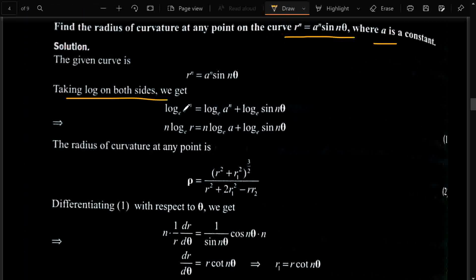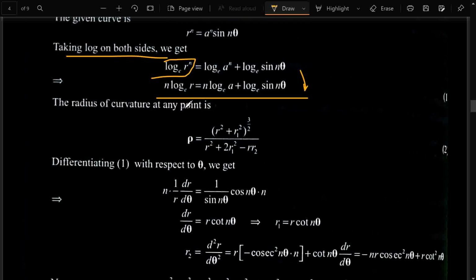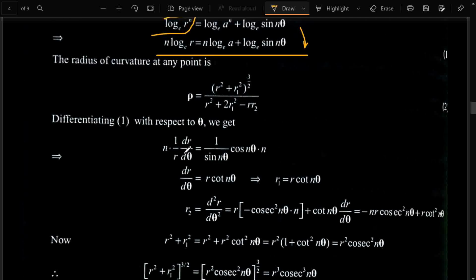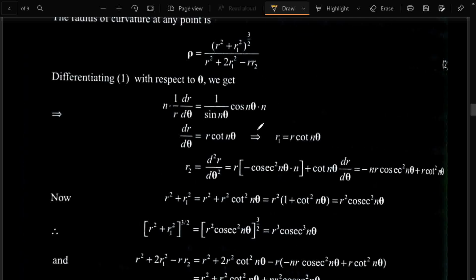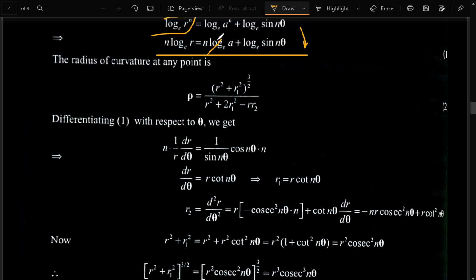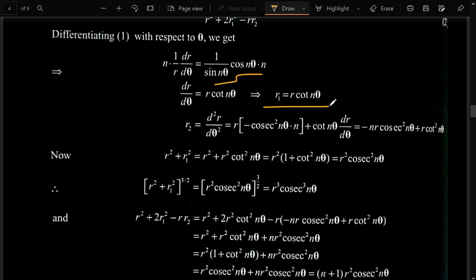If you apply log on both sides, the n will come down, because log of anything to the power n brings n down. So we get this equation, which is very easy to differentiate. Now differentiate with respect to theta. We get 1 by r dr by d theta, and the derivative of the constant is 0. And the derivative of log of sin n theta is 1 by sin n theta times cos n theta times n, by the chain rule. Using the chain rule we get this, and we have r1.